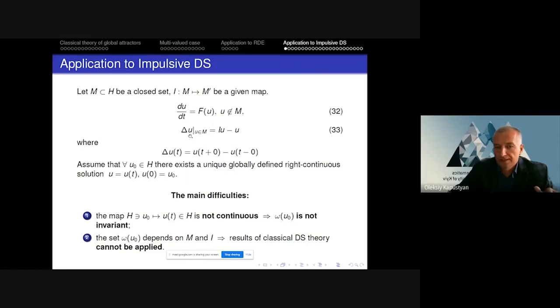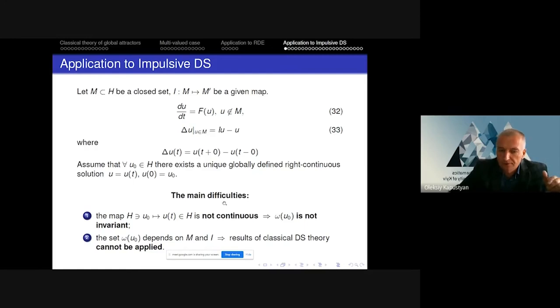The jump law here is given by I, which is the value of this jump, the value of the instant changes. M is called the impulsive set, and I is called the impulsive map. So assume that these impulsive trajectories are right continuous, and assume that for every u0 from H, there exists a unique, globally defined, right continuous solution of our problem.